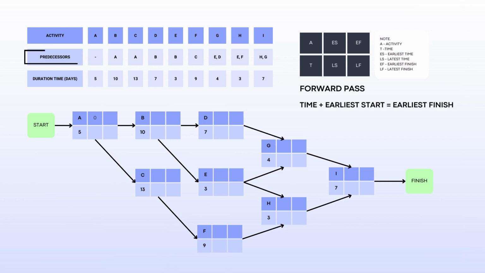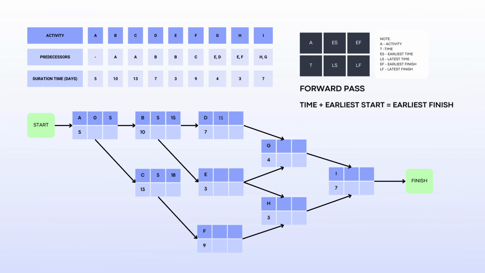When we add 5 plus 0, it will be 5 and that will be the earliest finish for activity A. For letter B, the earliest start will be 5 coming from the earliest finish of activity A. Adding 10 plus 5 is 15 and this will be the earliest finish for activity B. For letter C, we will also have 5 from the earliest finish of task A. So 13 plus 5 is equal to 18, which will be its earliest finish time.